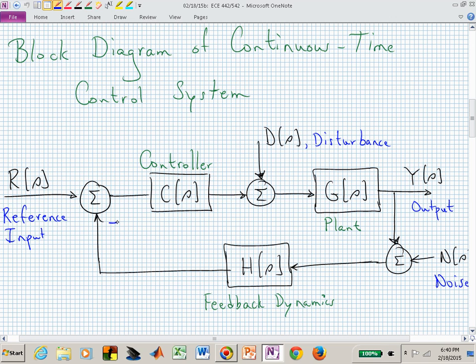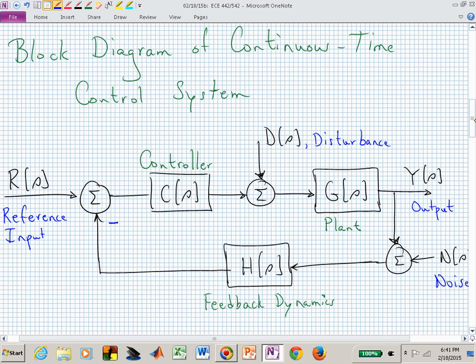Typically, this will be negative feedback, so I'll put a minus sign there. And we may or may not have dynamics in the feedback path. H of S may be unity. We may just have a straight line. But this is the diagram you might have seen in an earlier class. You may have seen it in homework 1.